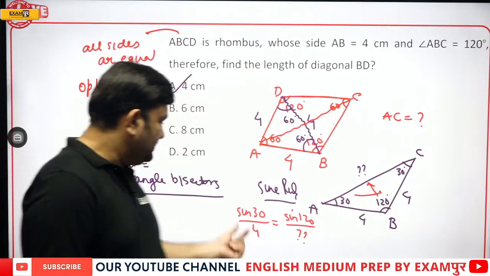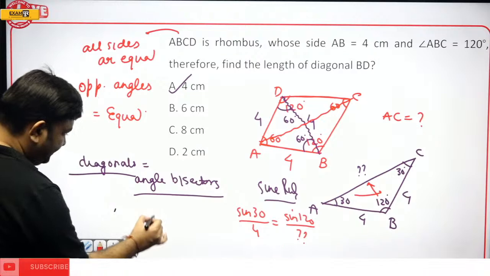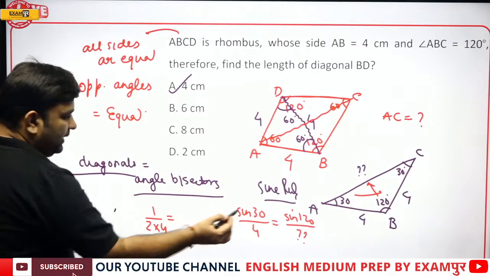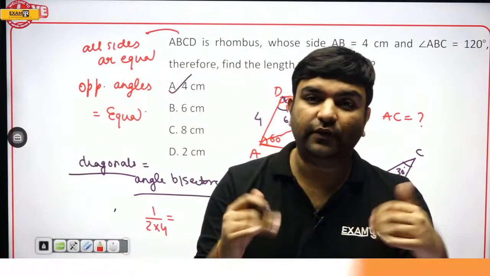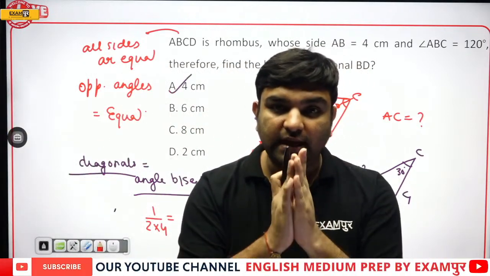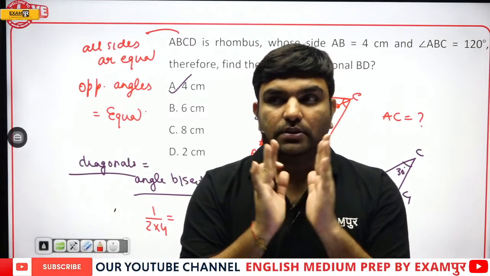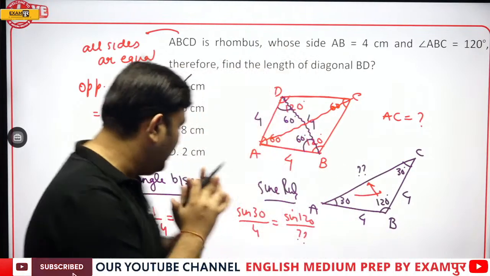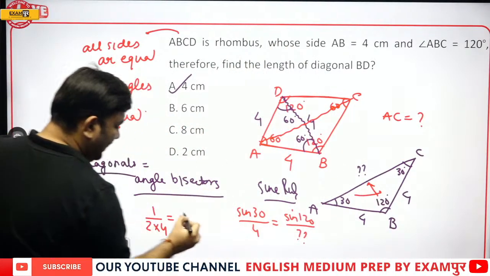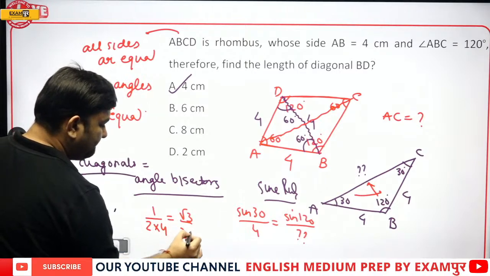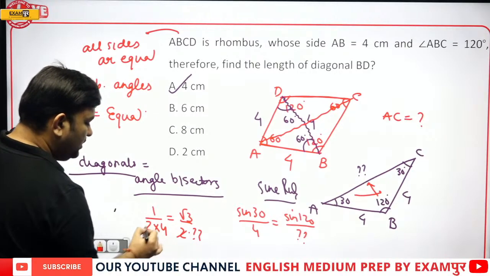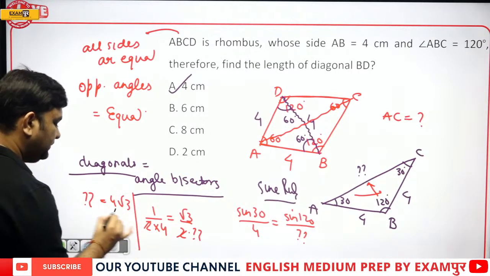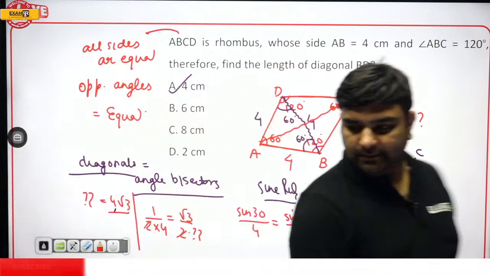Sine 30 is 1 by 2. And sine theta and sine 180 minus theta are equal, so sine 120 is equivalent to sine 60. I am putting the value of sine 60 as root 3 by 2. So the question mark is equal to 4 root 3. Is it perfect?